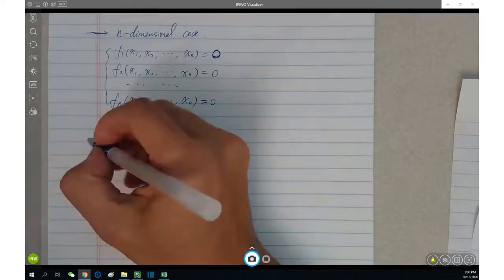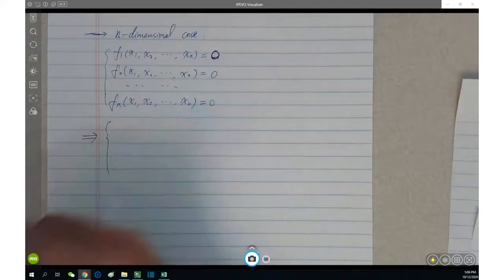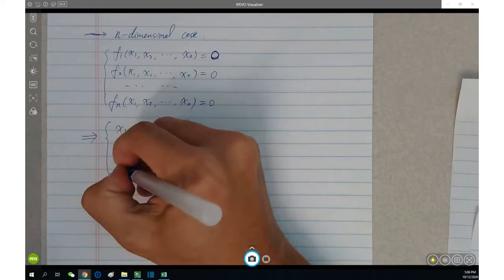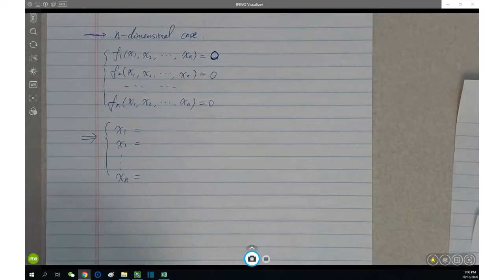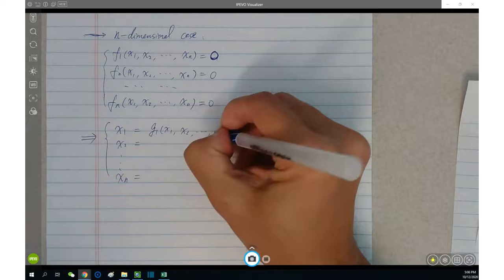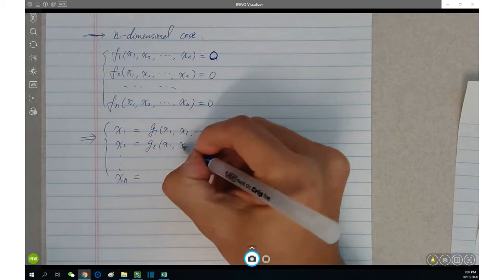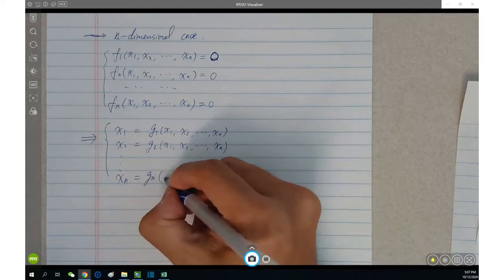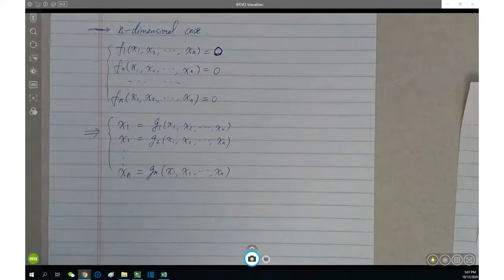So how to derive the x? Well, this time you need to derive x1, x2 to xn. This time you have x1 equals g1 of x1 through xn, x2 equals g2 of x1, 2, all the way to n, xn equals g sub n of x1, 2, all the way to xn, right? Does this make sense?